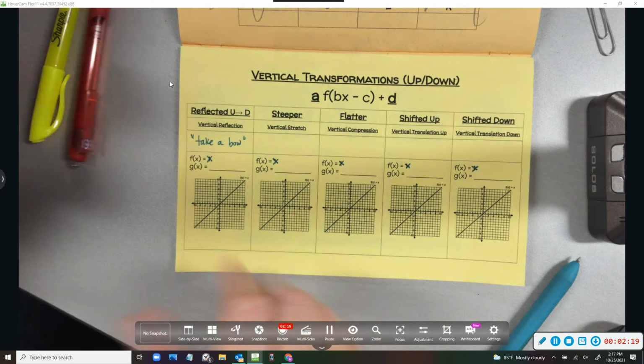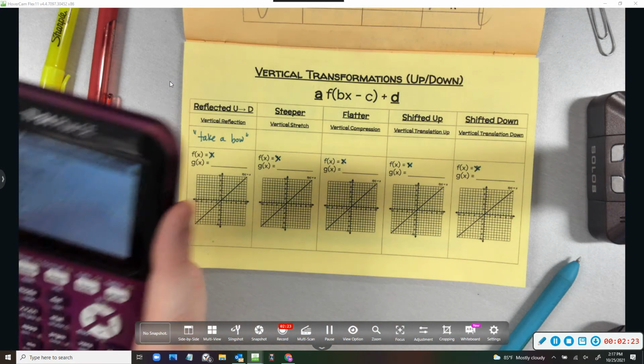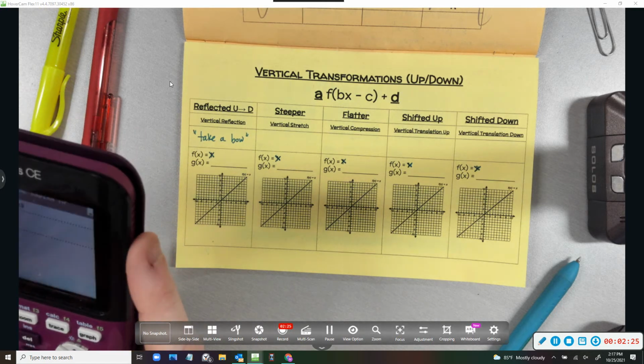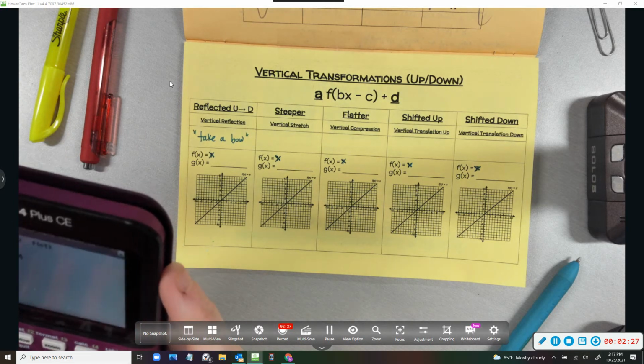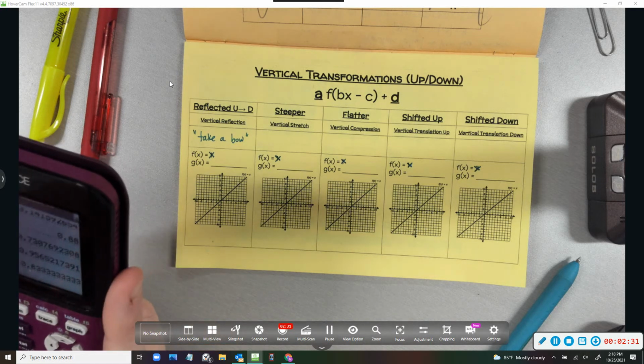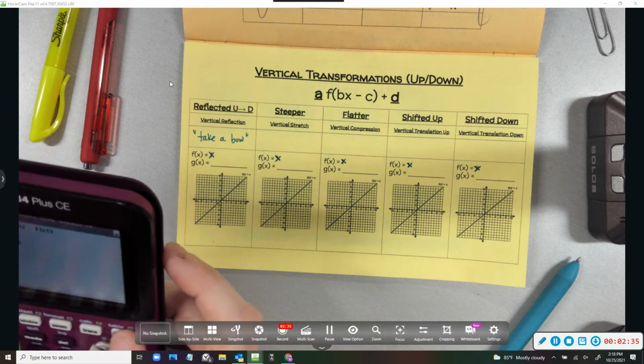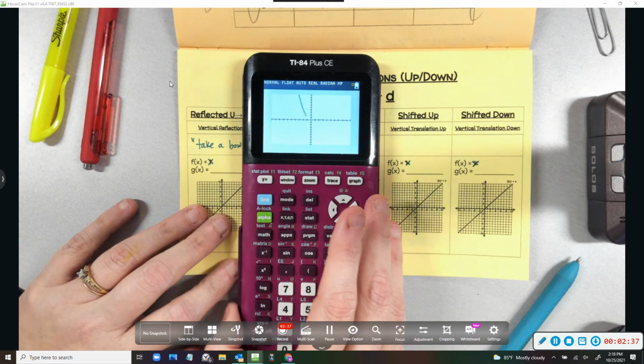Let me show you what a vertical reflection looks like on the calculator. Hang on a second. It is so loud next door. What is happening? Oh, okay, now I feel bad.